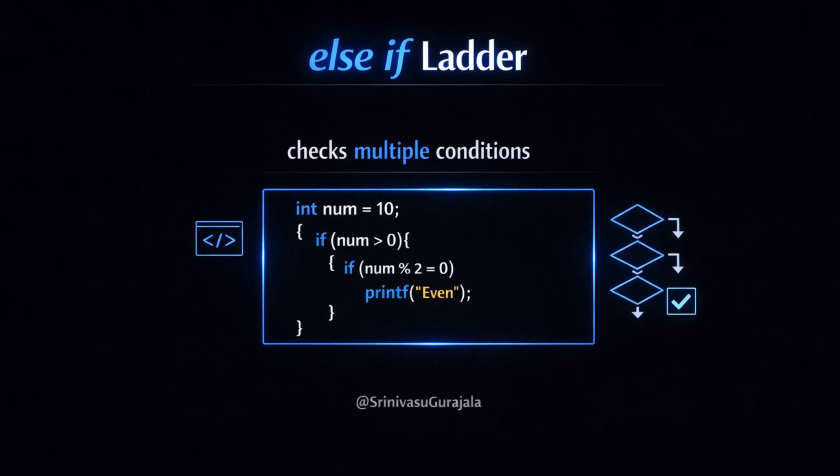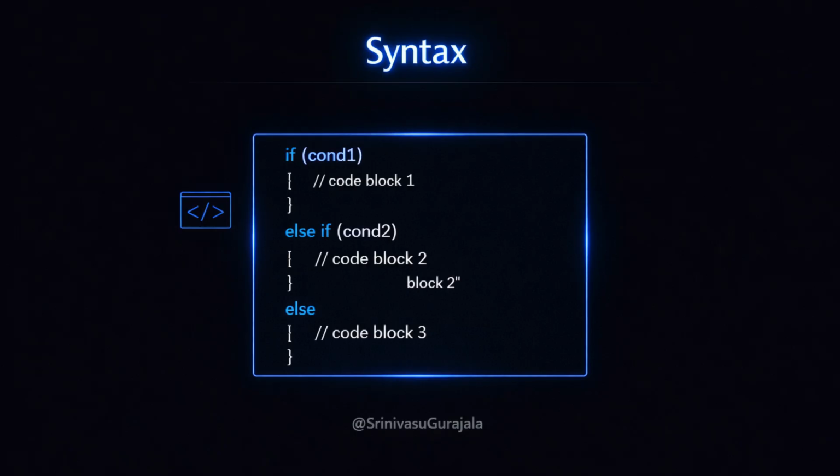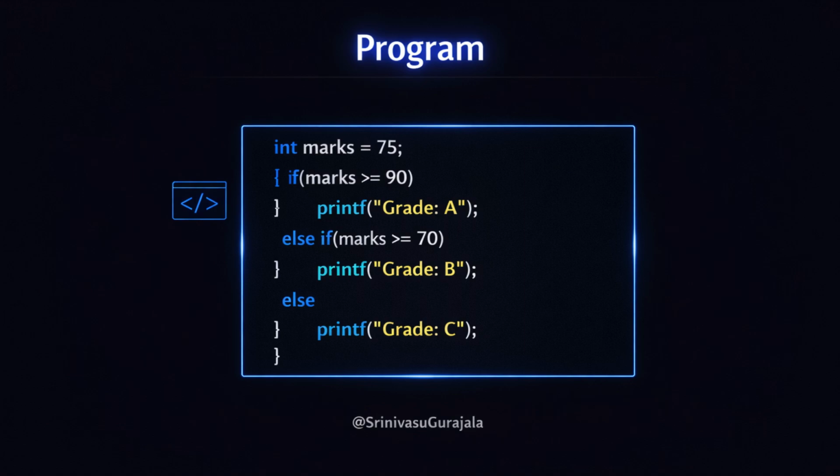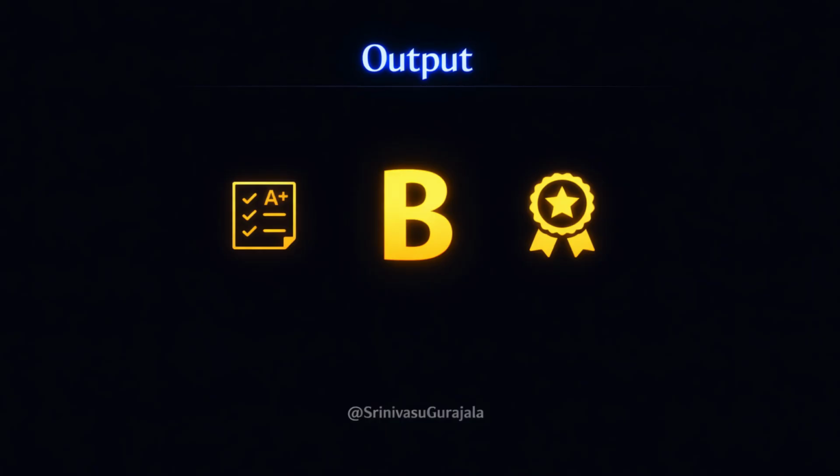Next is the else if ladder. It is used to check multiple conditions. The program checks conditions one by one and executes the first true condition. In this example, marks are 75. We check different conditions step by step. The second condition becomes true, so the output is B.